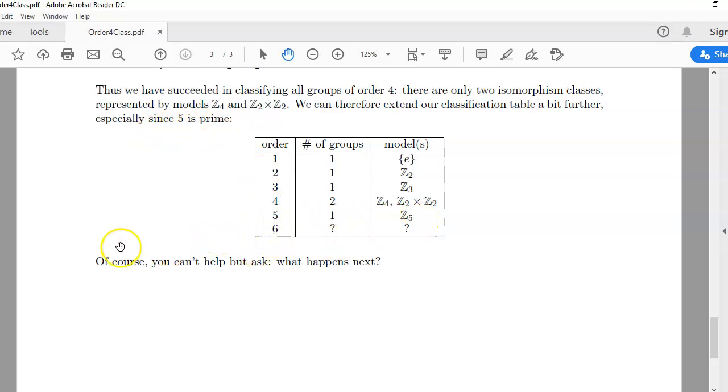Right? And of course, you can't help but ask what happens next with order 6. Okay? It is surprisingly hard to prove. If we get time this semester, we'll get into it. If not, we'll save it for the fall. But these are really good questions to ask: what else can you say about classifying finite groups based on their order?